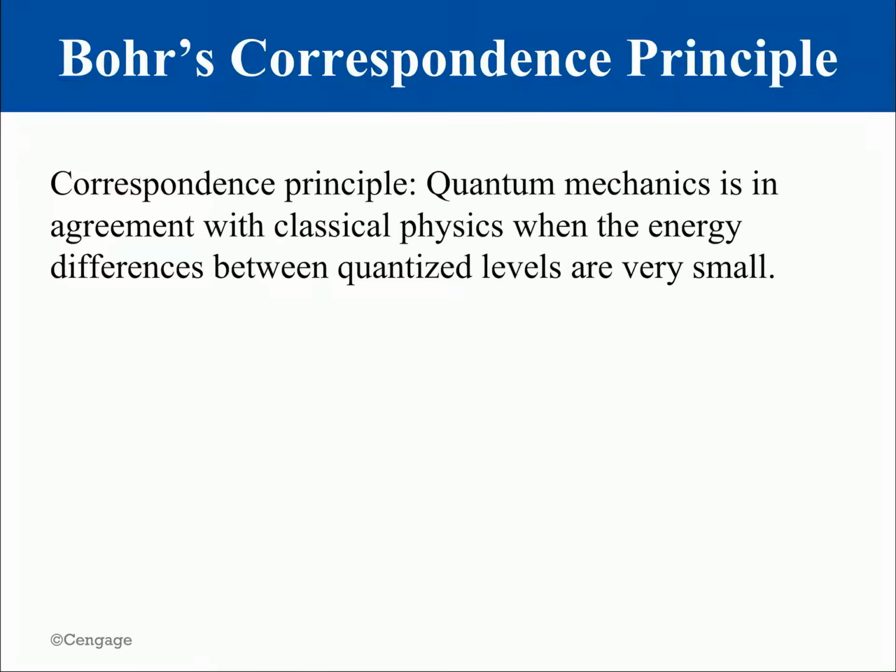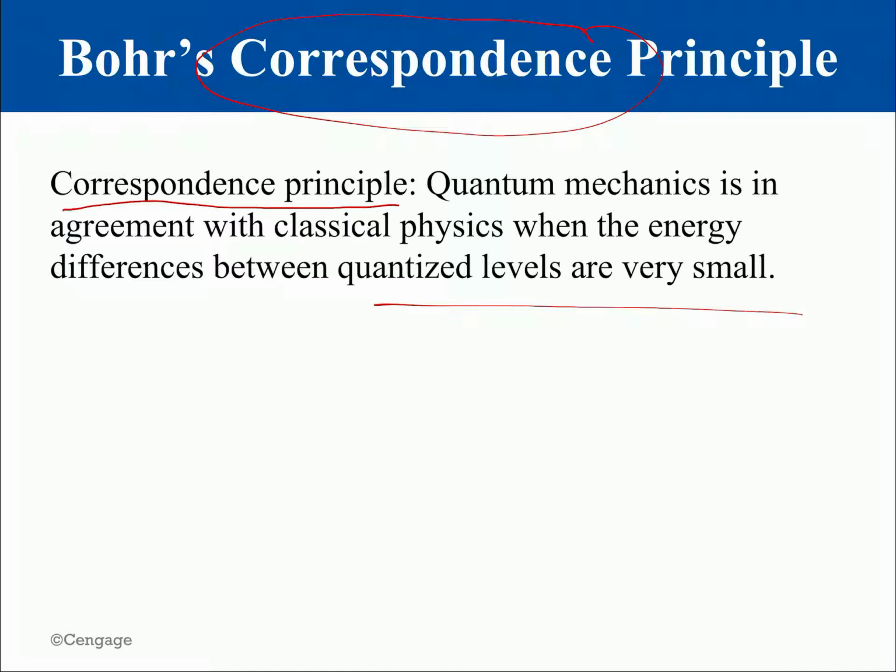So it turned out that the Bohr model had correspondence with classical physics. Okay, so the correspondence principle says that quantum mechanics is in agreement with classical physics when the energy difference between quantized levels are very small. Okay, so we're not contradicting classical physics. We're just saying that these were things that were overlooked by classical physics because they were just immeasurable. They didn't show up.